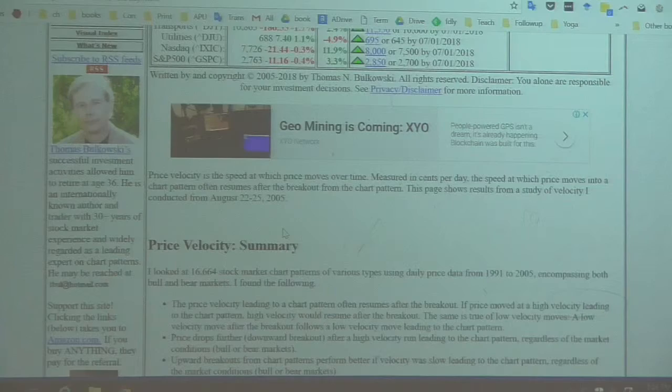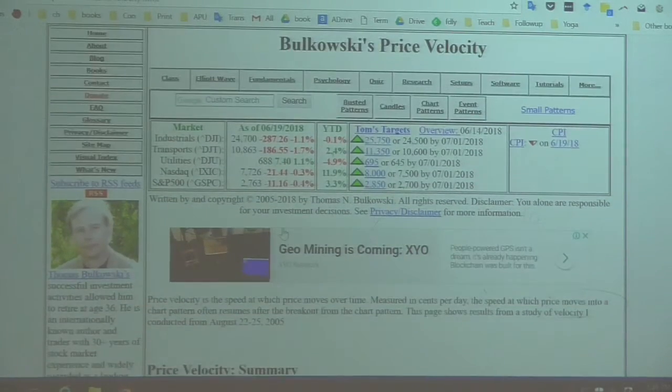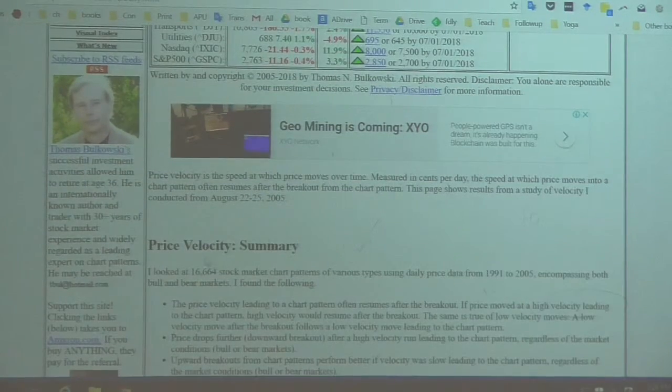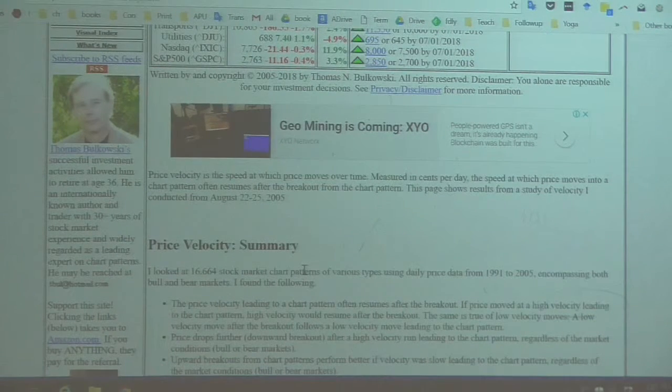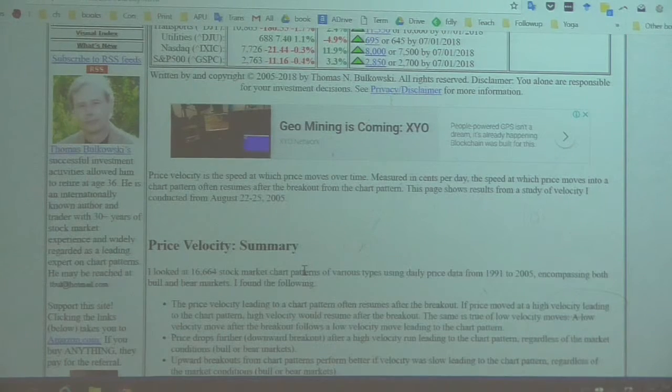You can tell I'm really cynical. So, okay, let's see, what does this mean, anything? Price velocity. I looked at 16,000 stock market chart patterns. So there's something very popular in stock modeling, or figuring out what's going on, called charting. Which is probably a lot of BS, but maybe not. I don't know. Maybe there's something to it.